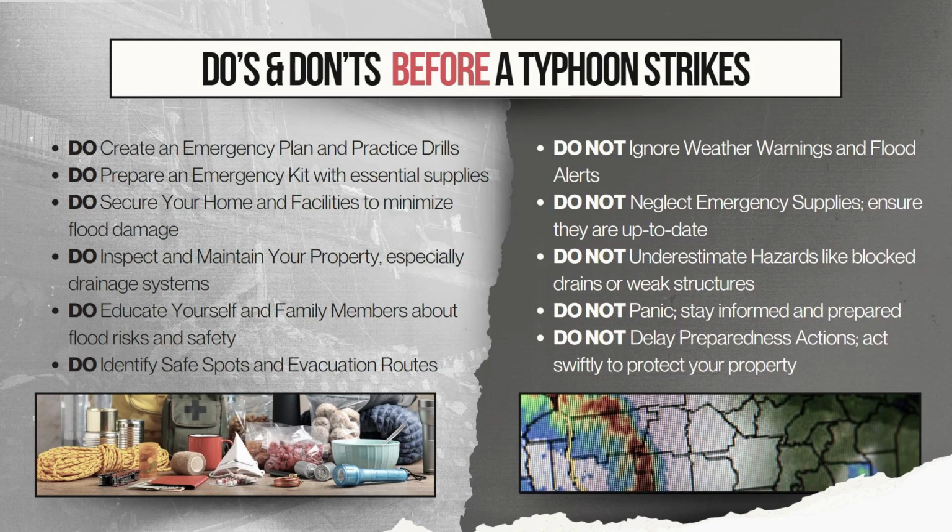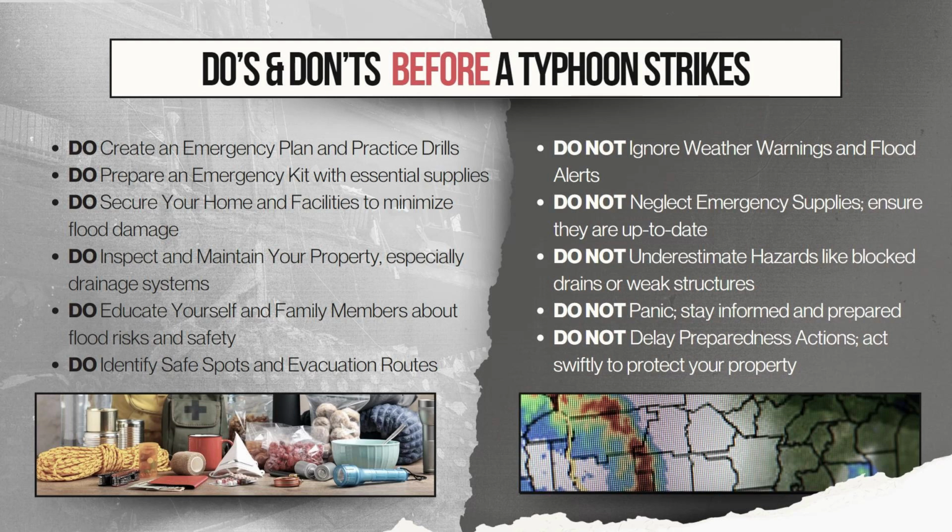The do's are create an emergency plan and practice drills. Prepare an emergency kit with essential supplies. Secure your home and facilities to minimize flood damage. Inspect and maintain your property, especially your drainage systems. Educate yourself and family members about flood risk and safety. And identify safe spots and evacuation routes.